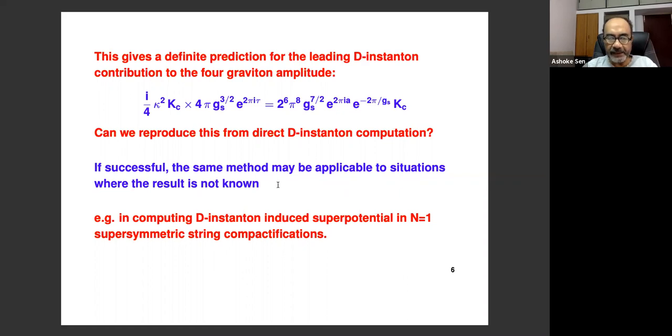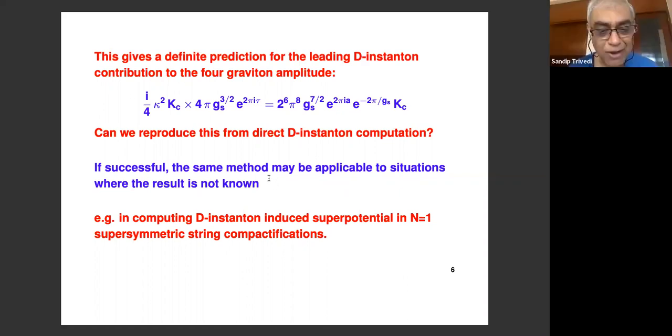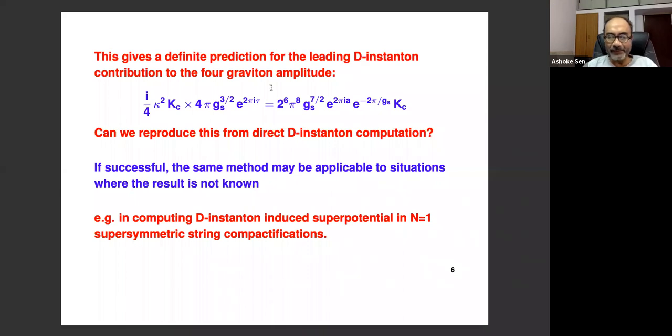Any other question at this stage? Ashok, I forgot whether you got to the last line of this transparency or not, but I have a question. I have not got there, but okay. So basically, I was giving a motivation for this: if one understands how to do this D-instanton calculation, then in principle we can apply it to cases where the result is not known. In particular, that involves, for example, the D-instanton in the superpotential in N=1 supersymmetric string compactifications.